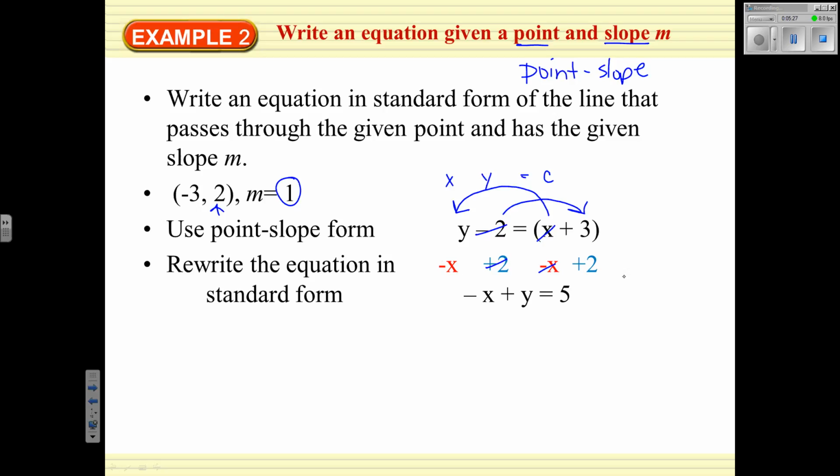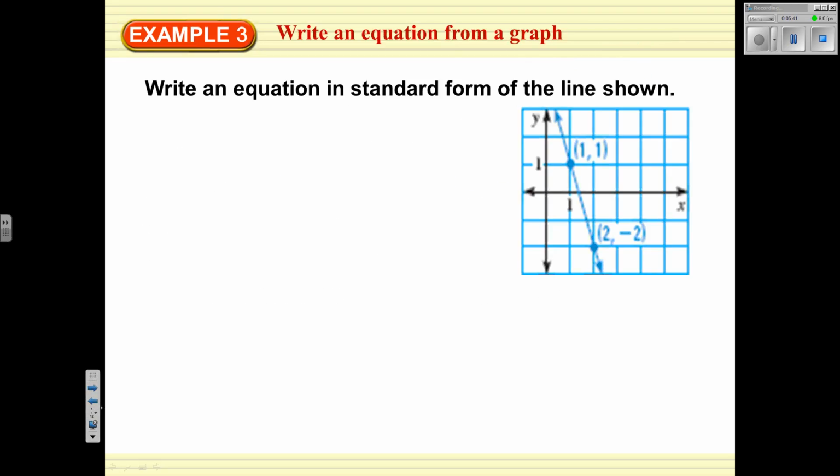You can do it in 2 steps if you need to, but I highly suggest you do the actual writing. Even if you do it in 1 step, write this down so that you can see what's going on each side. All right, here we go. Next example. Write an equation from a graph. So they give us a line. We can obviously figure out the slope of the line by going down and over, and we have a point for our point slope.